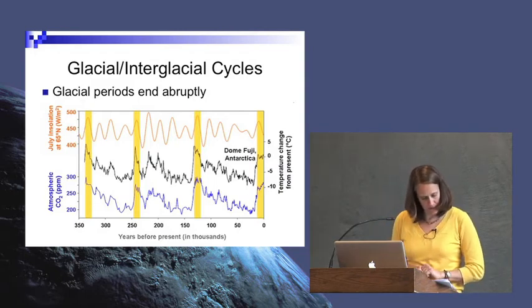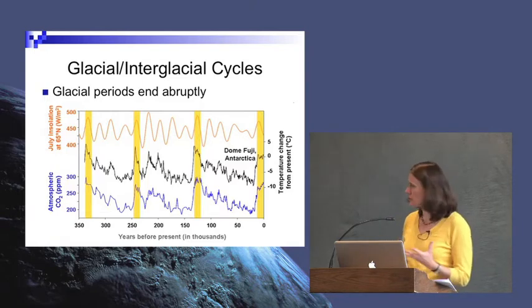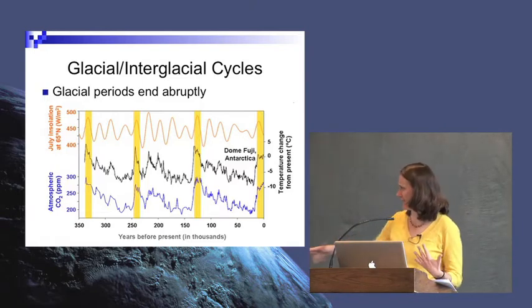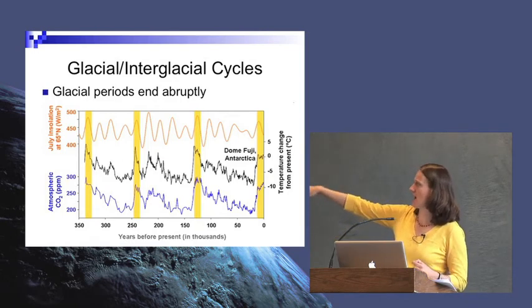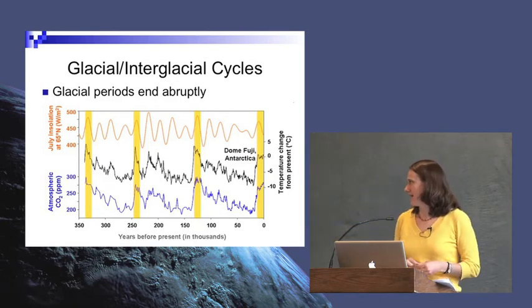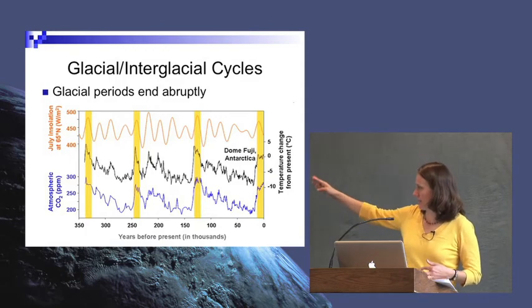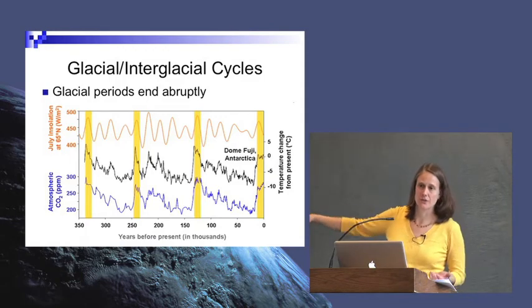But, just to give you a little bit of an example, this is several glacial cycles, and you have your July insolation, Antarctic temperature, and then atmospheric CO2.